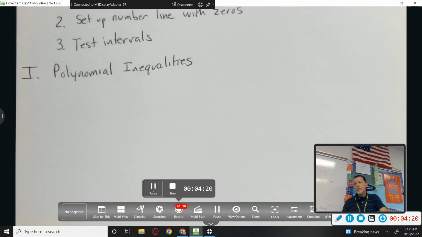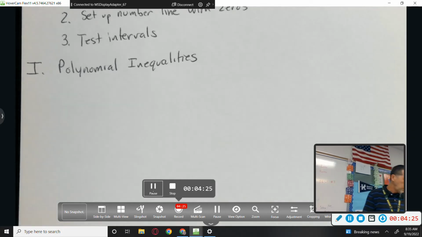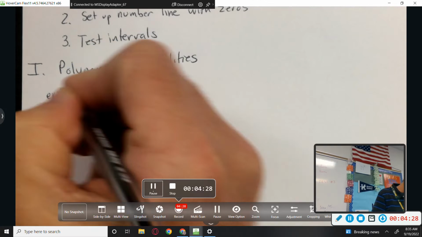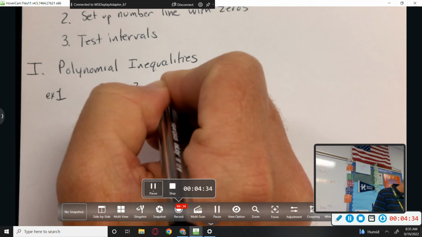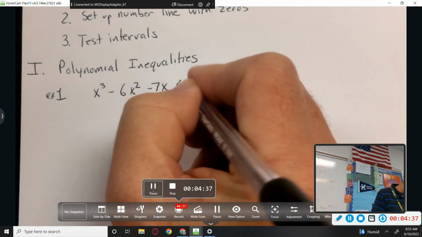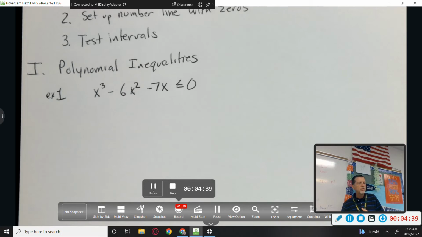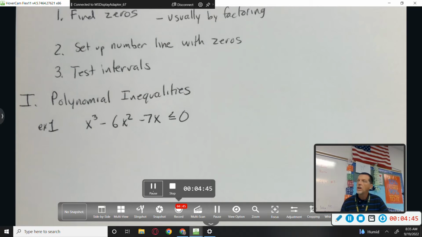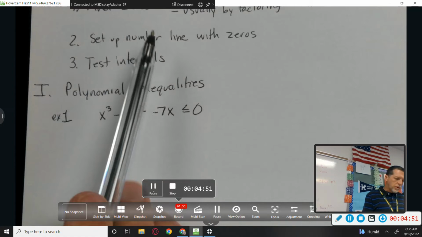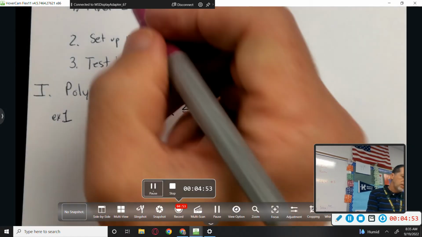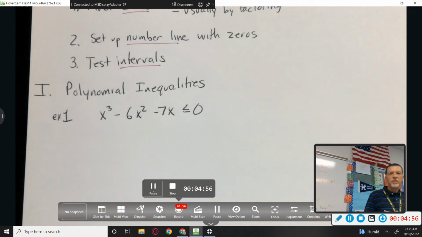So 2 Roman numerals. Roman numeral 1 has 1 example. Roman numeral 2 has 2 examples. Polynomial inequalities. X cubed minus 6x squared minus 7x is less than or equal to 0. So find the zeros, put them on the number line, test the intervals. Zeros, number line, intervals. So let's factor it.